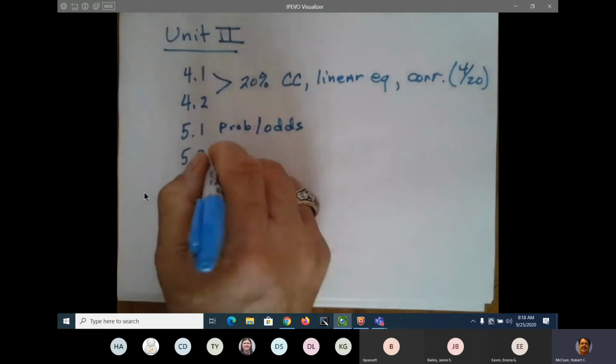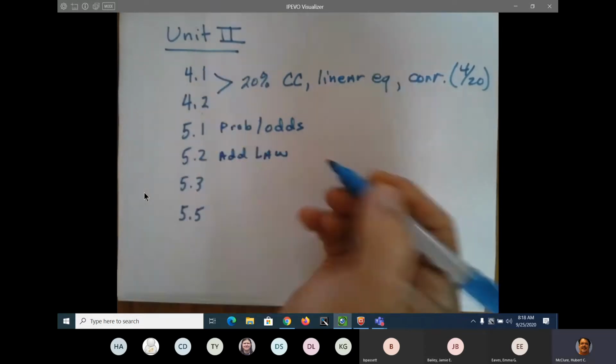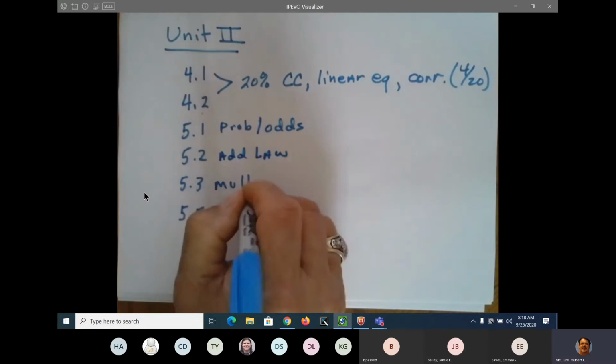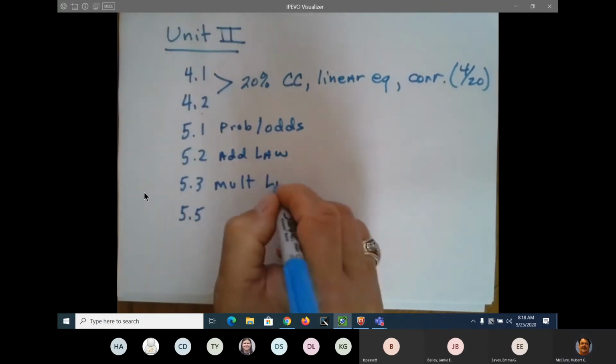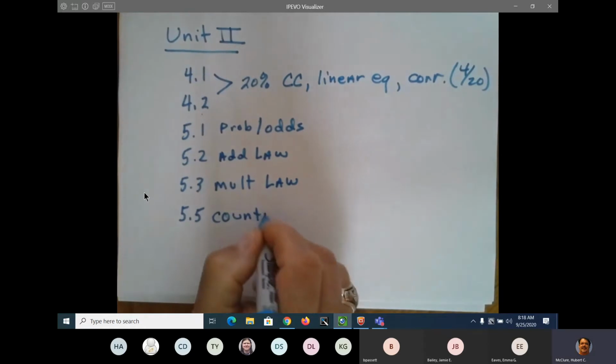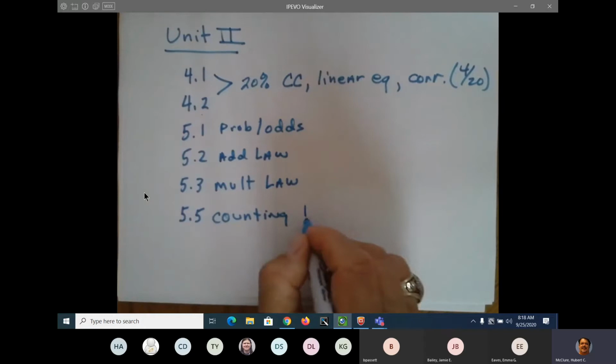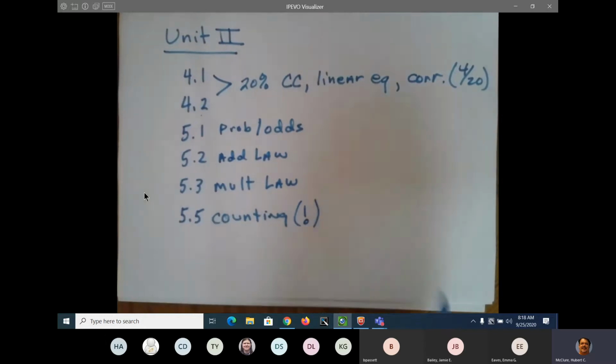5.2 is the additive law. 5.3 is the multiplicative law. That's what we're doing today. And then counting is 5.5. Now, of course, that's not counting like 1, 2, 3, 4, 5. It is using factorials in calculations.